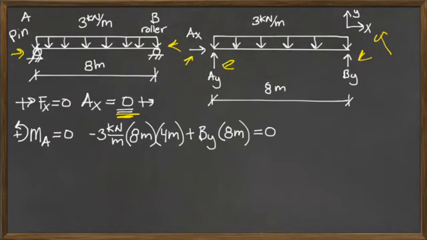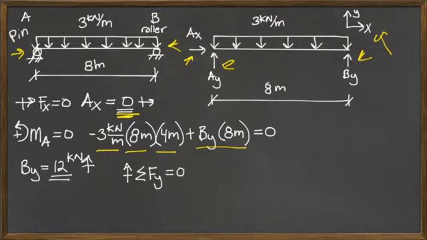Let's look at the equation. Minus 3 kilonewtons per meter, that's the distributed load. It acts on the whole beam, 8 meters, and the centroid of that force is 4 meters from the left support. It's right in the middle of the beam. Plus BY times 8 meters, which is the distance, times the force, equals 0. BY equals 12 kilonewtons, and I'm going to guess that AY equals 12 kilonewtons because this is kind of an equal load spread out between the 2 vertical components. But let's check.